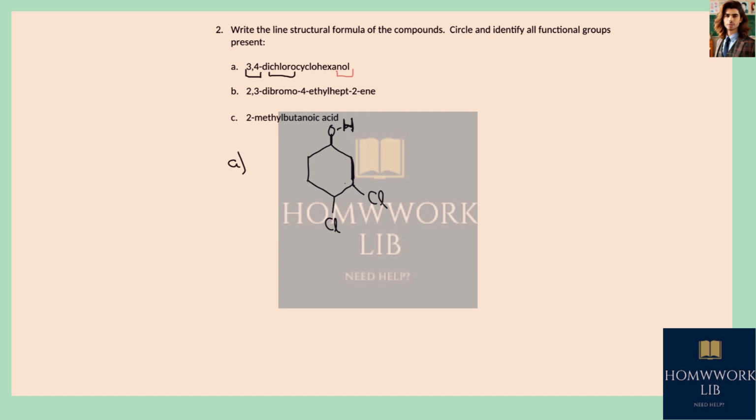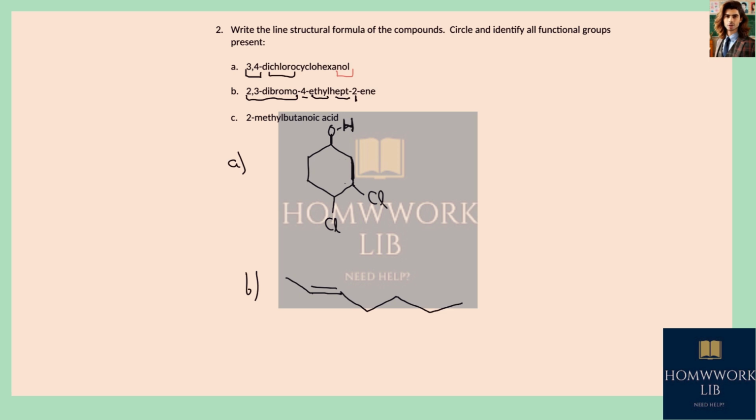So now for B, we're going to have 2,3-dibromo. So look at positions 2 and 3. 4-ethyl, and we're going to have hept-2-ene. So my basic structure is going to be 7 carbon atoms coming from the prefix hept-, and we know that we're going to have a double bond at position 2. So let's start with my compound: 1, 2, 3, 4, 5, 6, and 7 carbon atoms.